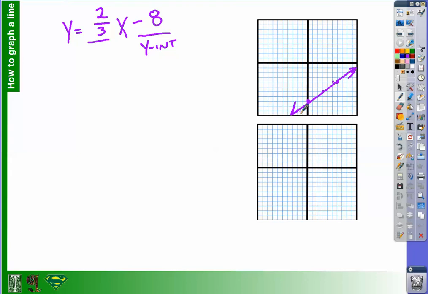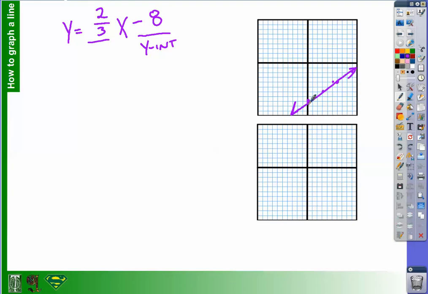All right. So let's go back and deconstruct how I did this. True mathemagics. So the first thing I started with was the y-intercept. The y-intercept was negative 8. So I found where the line was going to cross at negative 8. So I went down from the origin 8 spaces and put a dot.